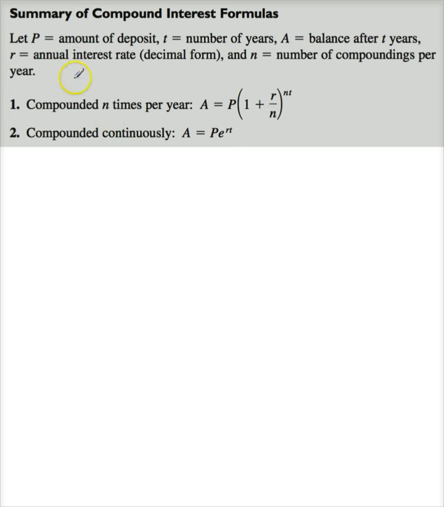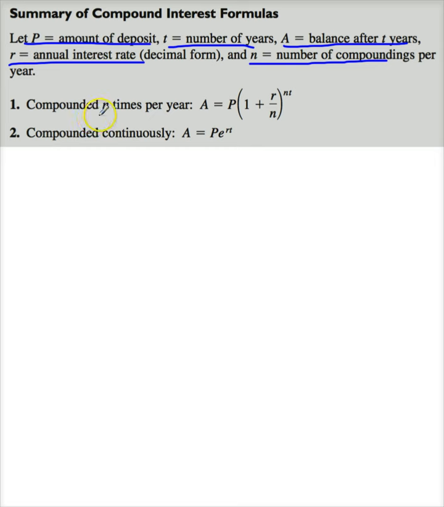Now, we also use exponents when we're doing interest. P is the amount of deposit. This is the amount you start with. T is the number of years. A is the balance after T years. And R is the annual interest rate, and we put this in decimal form. N is the number of compoundings per year.